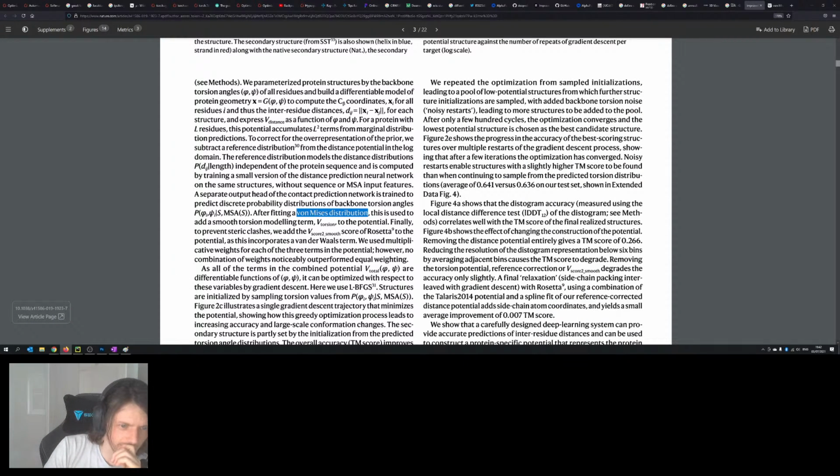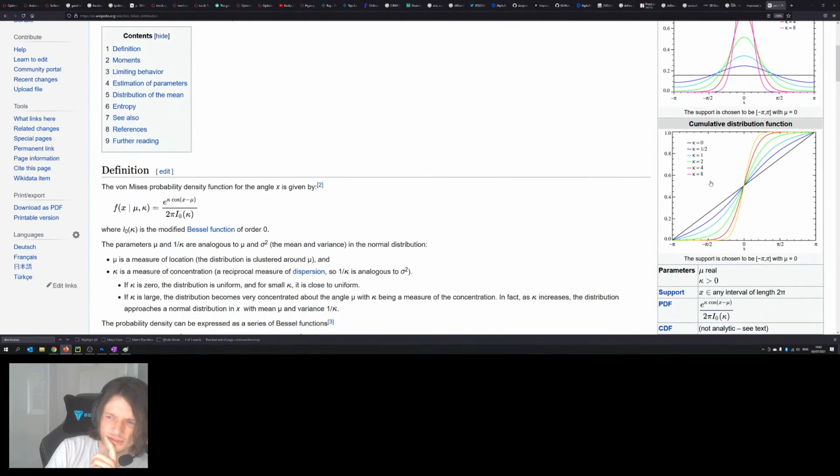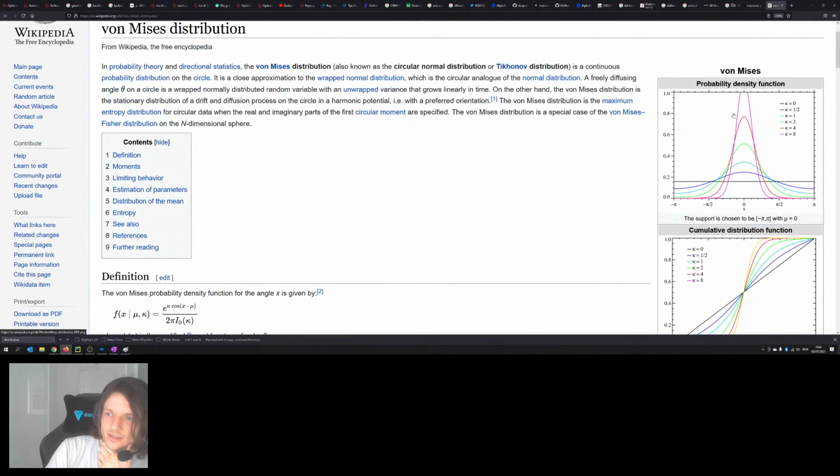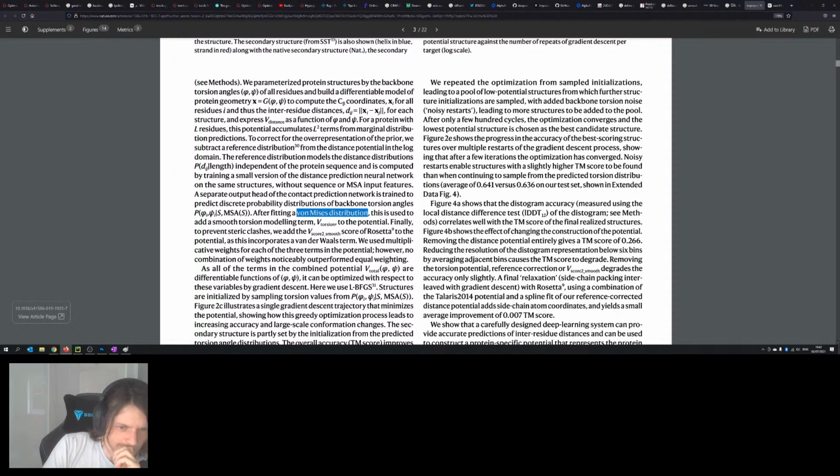This is used to add a smooth torsion modeling term. I mean, I can get some intuition from it, I suppose, because as it gets closer to the number, it's kind of peaked out. Pi over 2 distribution.